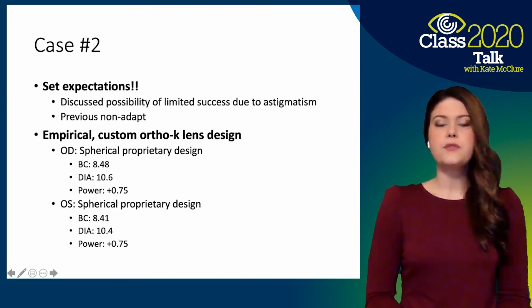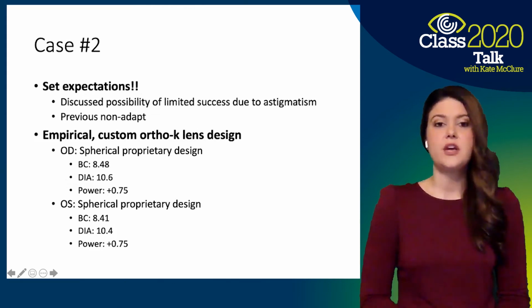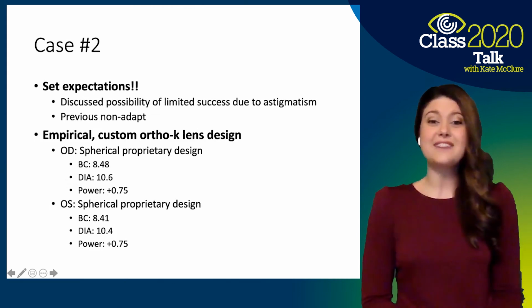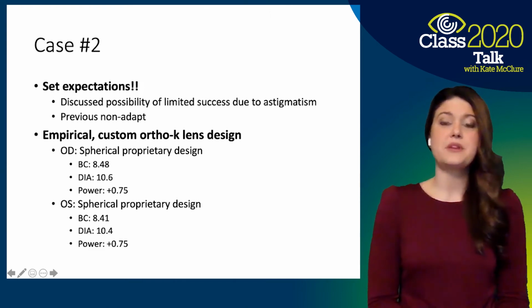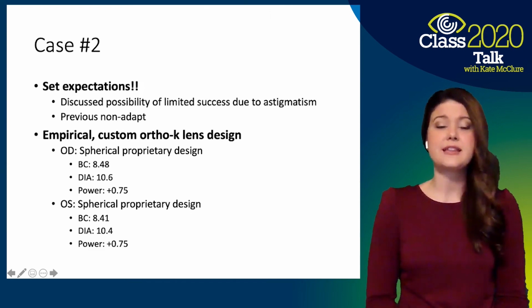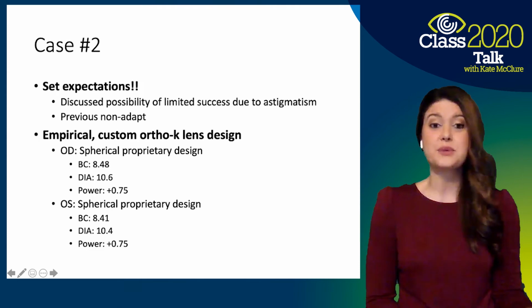All right, so for this patient, we need to make sure that we set expectations. I told the mother that we likely have limited success due to the astigmatism and the fact that he was a previous non-adapt. So I'm a little leery to pursue Ortho K, and I tell her this, that I think there's a good possibility that we may not be successful because there wasn't success previously.